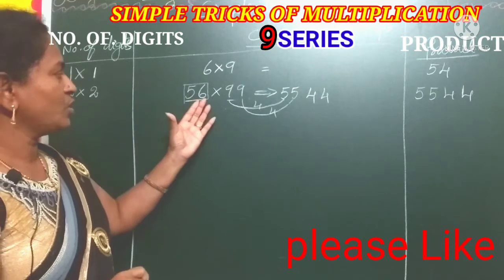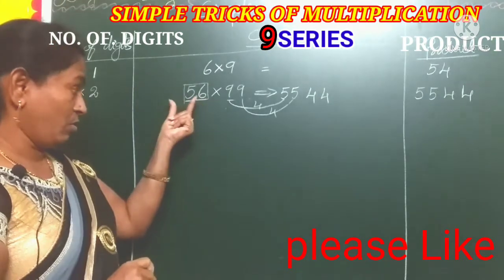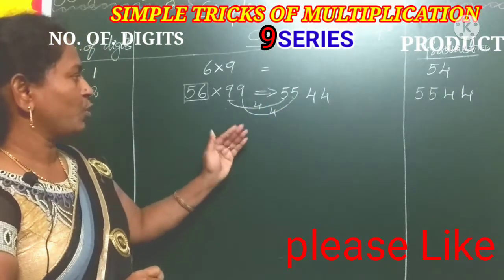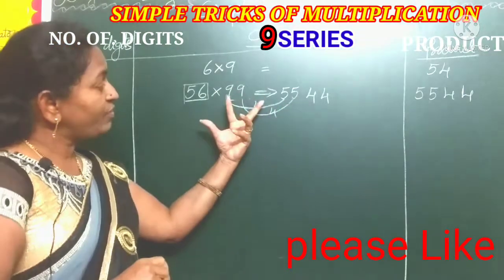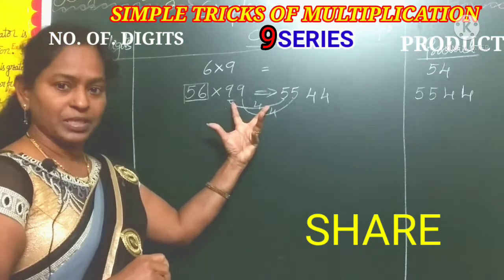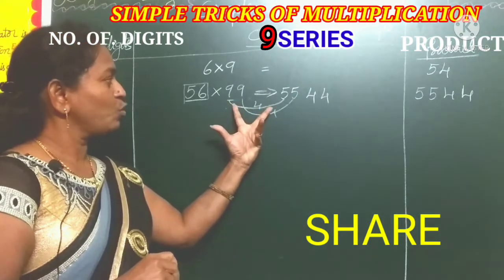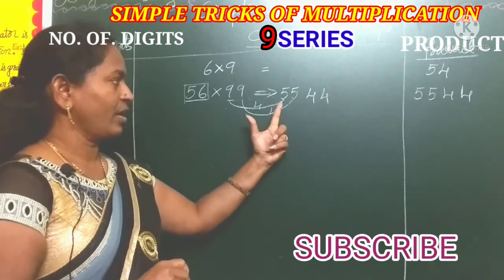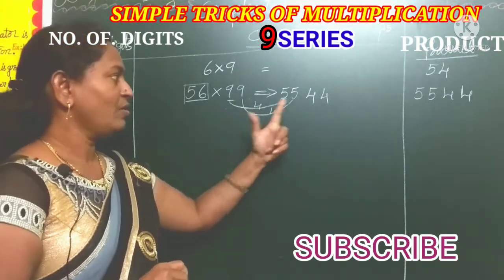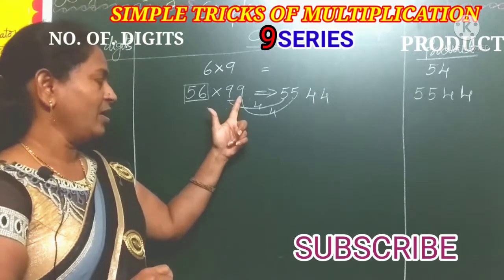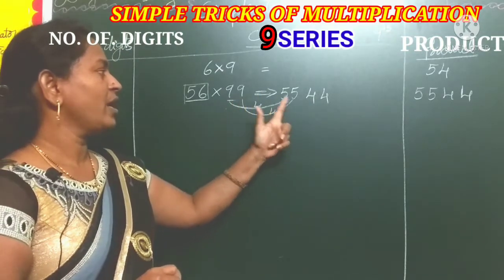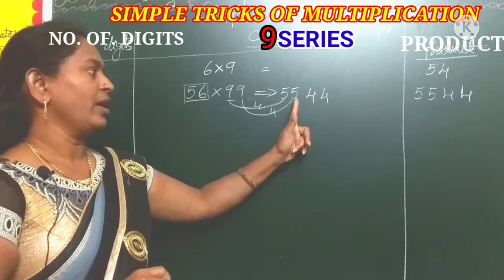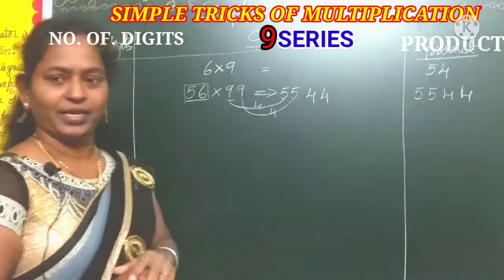See, first what should we do? Subtract 1 from this number, which gives 55. Next, the process is the difference of the numbers, the leftmost places. The difference of 9 and 5 is 4. Next, the difference of 9 and 5 is 4. So 4 and 4. So 5544. That is the product. Simple.